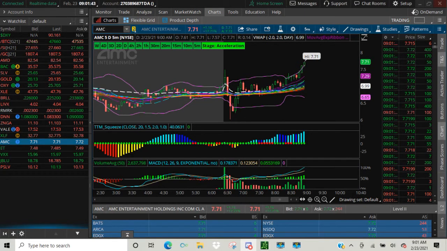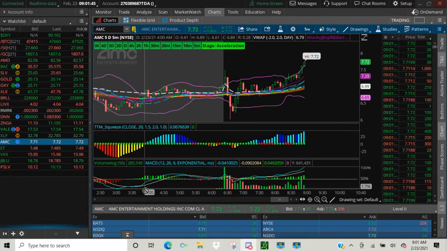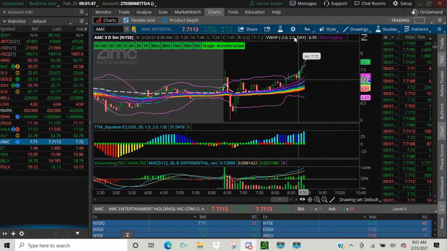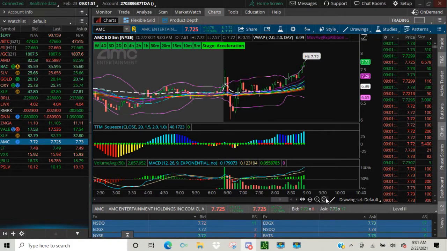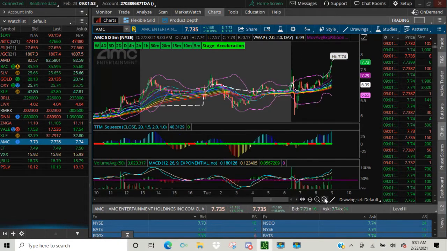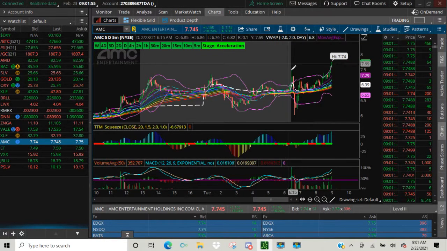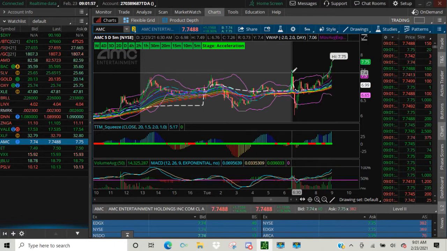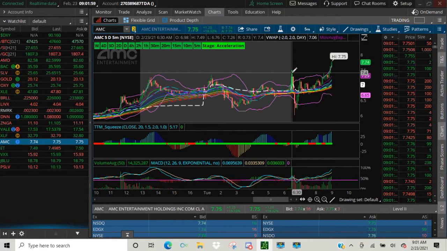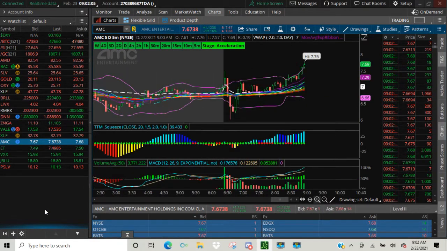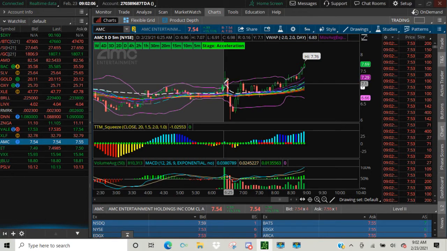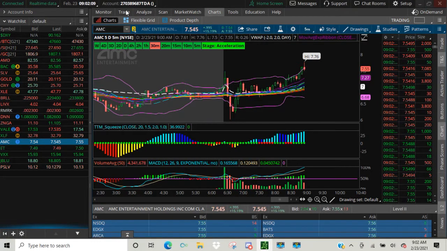I call this the meme stock. AMC, it's real popular, Wall Street Bets, a lot of Robinhooders. It has been in the news along with GameStop, and today, which is Tuesday, February 23rd, it is making some beautiful moves today. So I did enter a trade here with AMC.